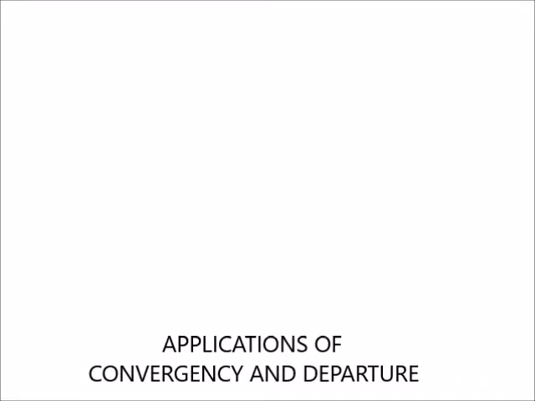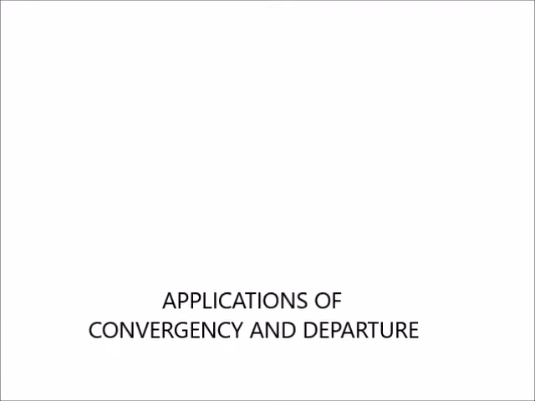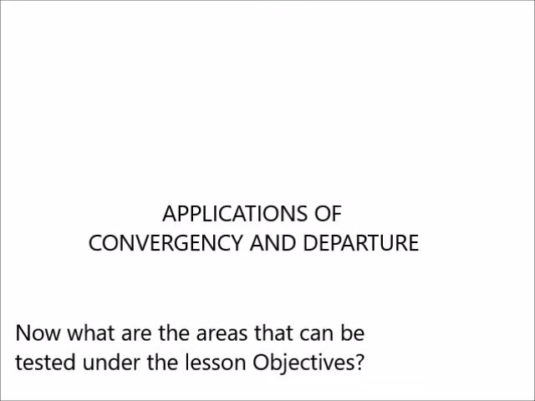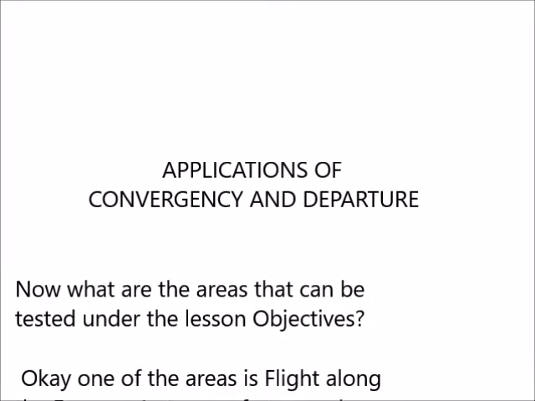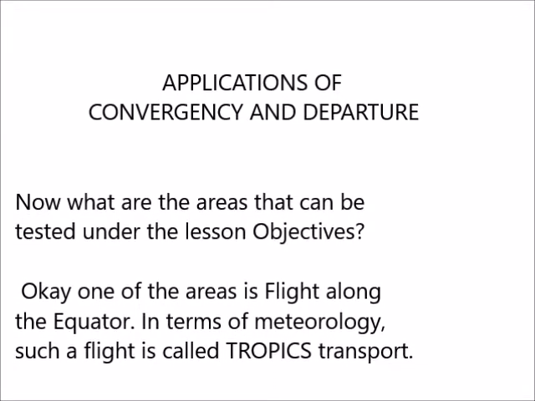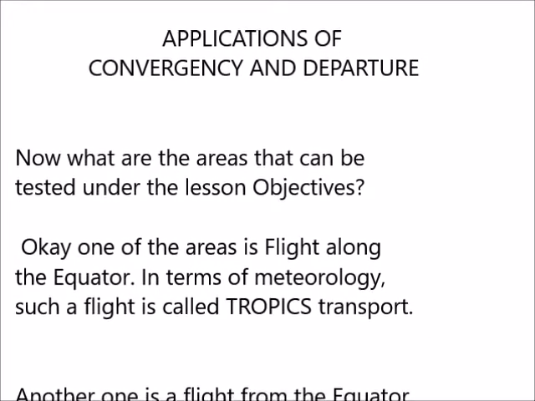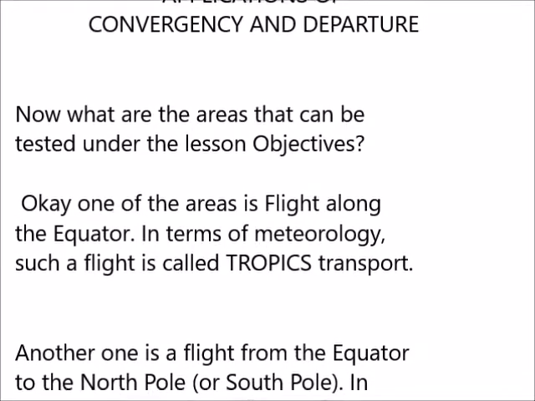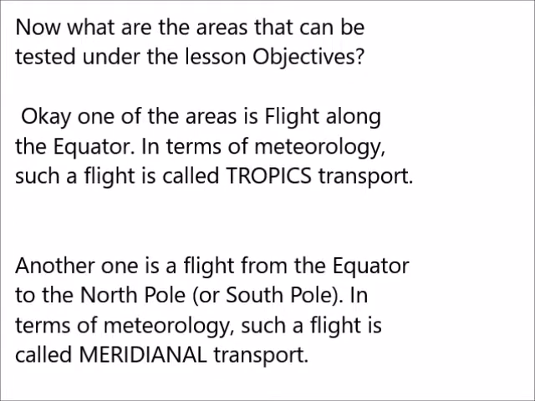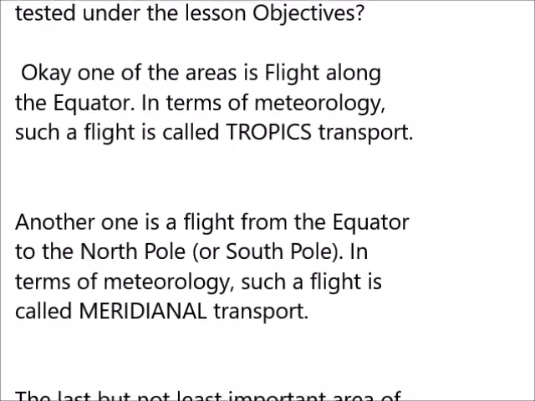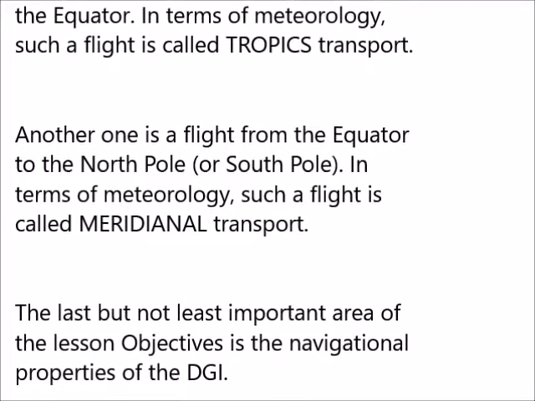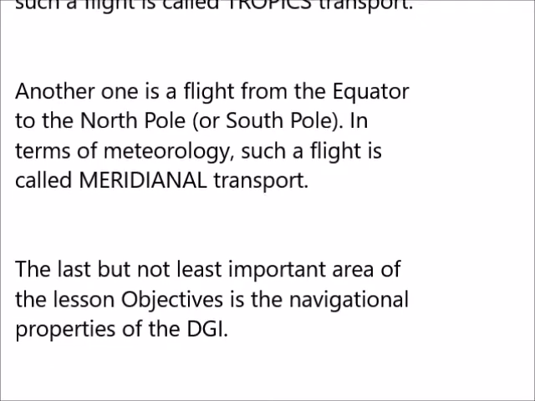Applications of convergency and departure. Now, what are the areas that can be tested under the lesson objectives? One of the areas is flight along the equator. In terms of meteorology, such a flight is called tropics transport. Another one is a flight from the equator to the North Pole or South Pole. In terms of meteorology, such a flight is called meridional transport. The last but not least important area of the lesson objectives is the navigation properties of the DGI.